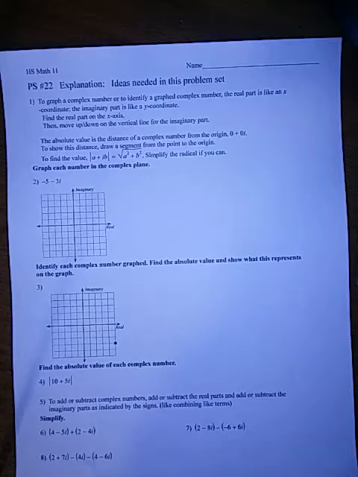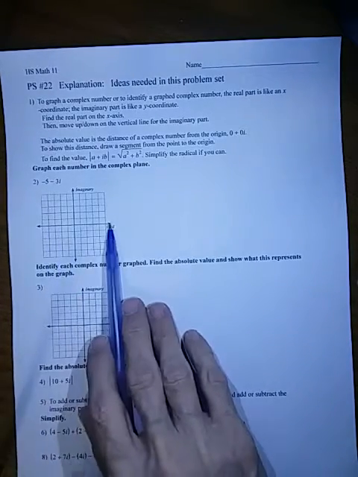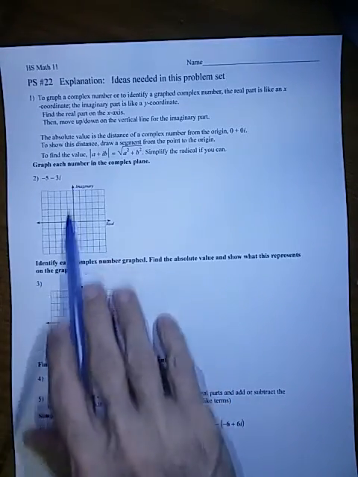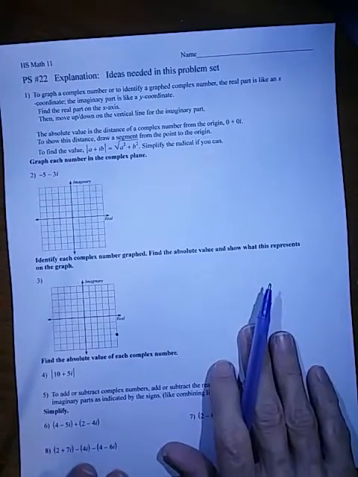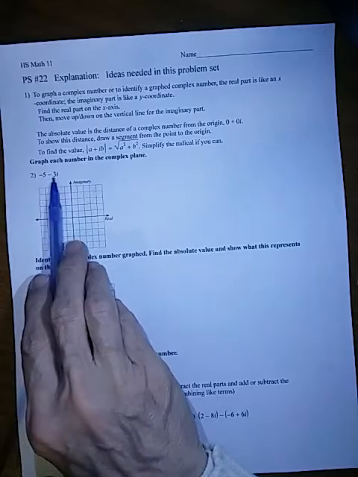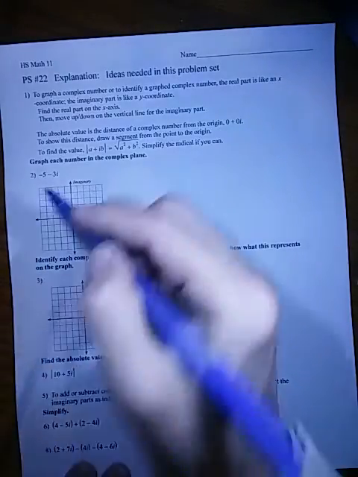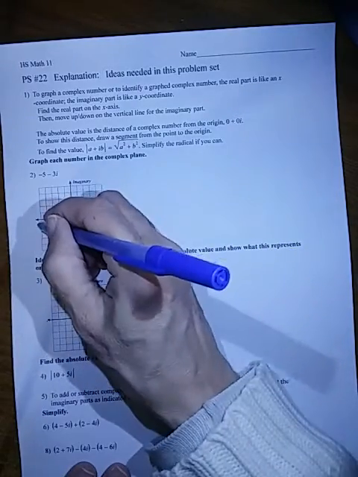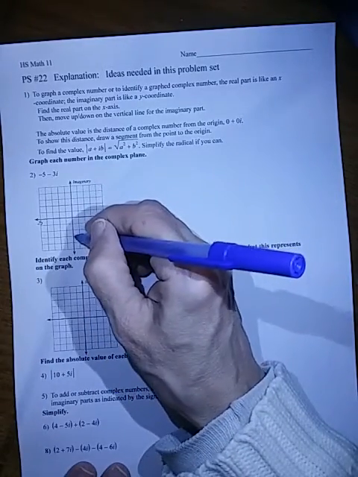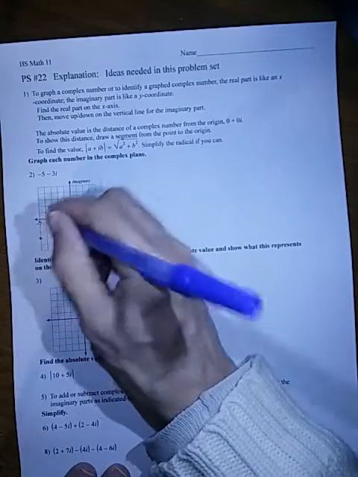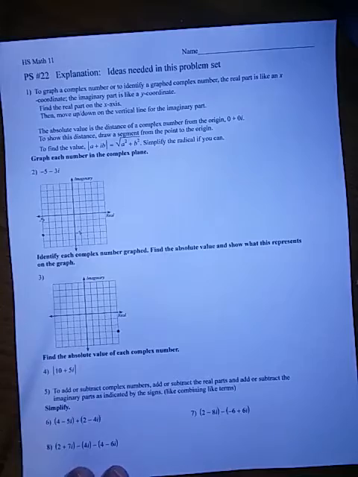numbers. So to graph a complex number, you're going to treat the x-axis as the real part, and then the imaginary part is a number on the imaginary axis. So when we see this, this is going to be like graphing the point -5, -3. So we go to -5 for the real axis, 1, 2, 3, 4, this is -5, and then we find -3 on the imaginary axis, and that would be this point here. That is the point -5, -3.